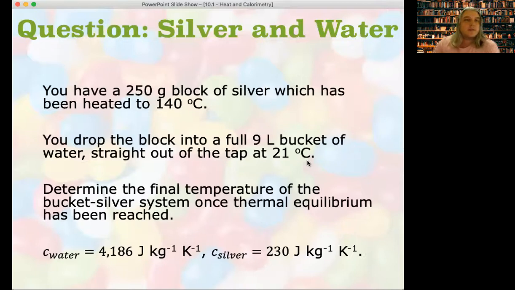So moving on to the next question, silver and water. You have a 250 gram block of silver that has been heated to 140 degrees C. You drop it into a bucket full of water, which is 9 litres, straight out of the tap at 21 degrees C. So just room temperature tap water, 9 litres of it. Determine the final temperature of the bucket-silver system once thermal equilibrium has been reached.